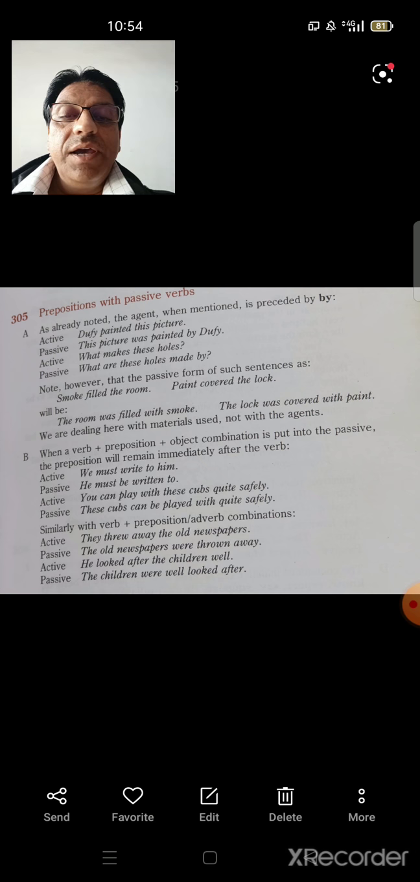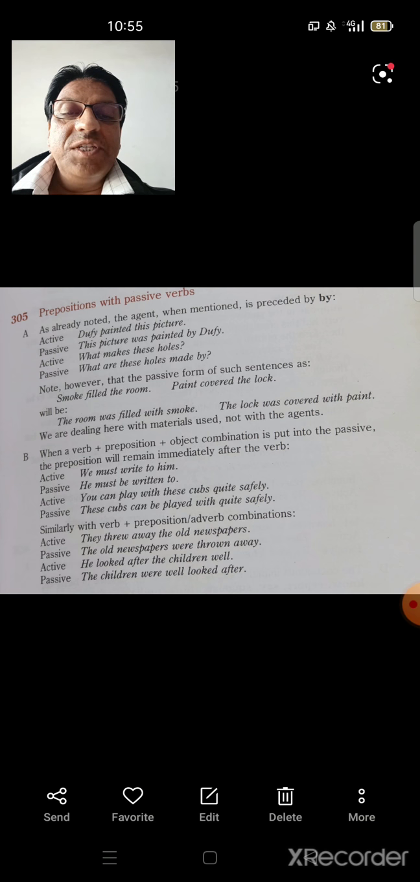Then again, how we passivize a verb plus preposition plus object combination. We must write to him. So the passivization is the object comes in place of the subject. He must, as it is, write. We use the same form of the verb be. He must be, and past participle written, and the preposition comes at the end. He must be written to. The second example is you can play with these cups quite safely. The passivization goes, these cups can be played with quite safely.